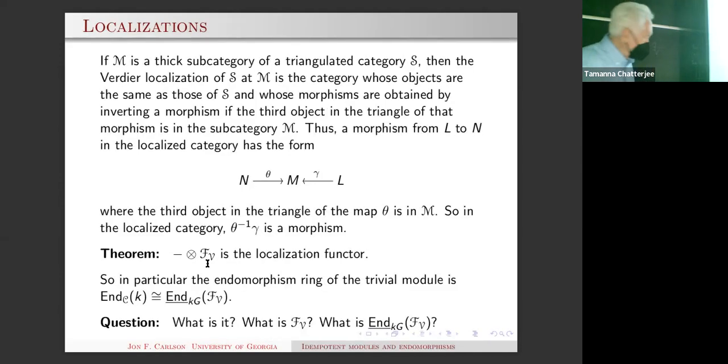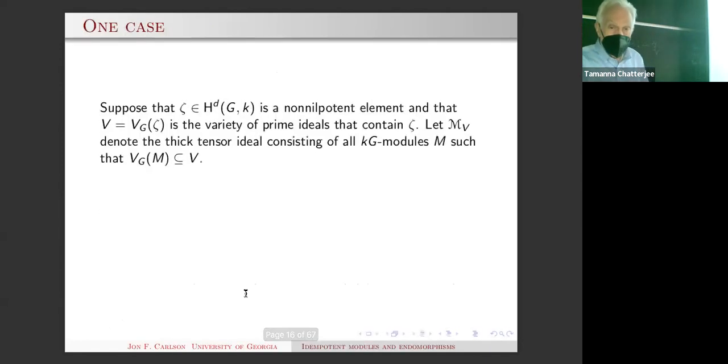And so the question is, what is this F of V? Now, as I say, the endomorphism ring of K in the localized category is the same as the endomorphism ring of F of V in the stable category. And the stable category, I sort of know what I'm doing, or I think I do. And so you can think about actually computing that in that particular case. Okay, so this is where we were last year.